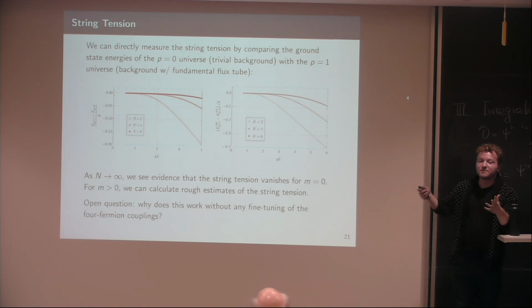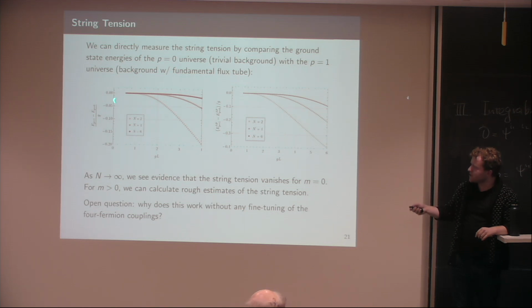Now, how about deconfinement? We said that when the adjoint fermion is massless, we should be able to see deconfinement. We should see the string tension going to 0. What that should mean is that if I have a string of fundamental flux around my periodic lattice, that is, if I go to the p equals 1 universe, it should have the same energy as the p equals 0 universe because that flux tube has 0 tension. So we can just directly compare the energy of the p equals 1 ground state to the energy of the p equals 0 ground state and see how close they are.